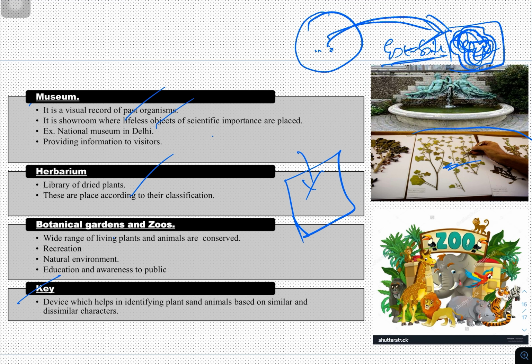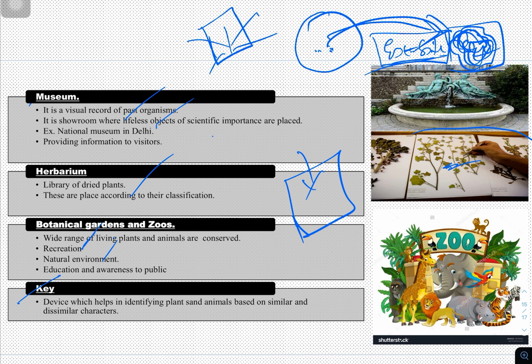Ex-situ conservation. Botanical gardens and zoos help in ex-situ conservation. It acts as a recreational aspect. Why? Because if we go to the zoo or any botanical garden, we feel energized, we forget all our daily routines, and we enjoy the place, so that all our stress comes down. It is providing a recreational value.